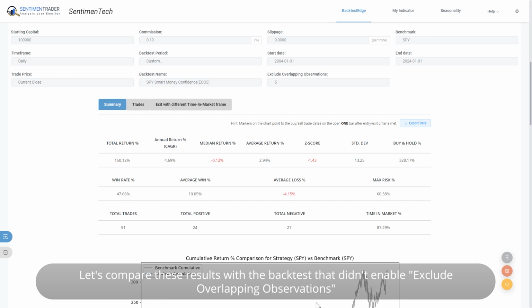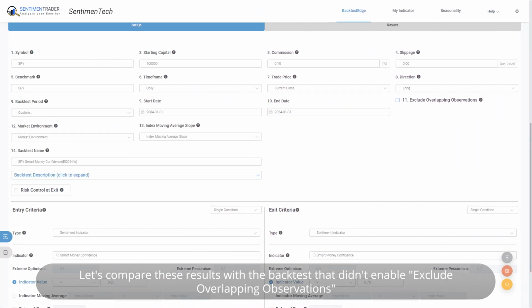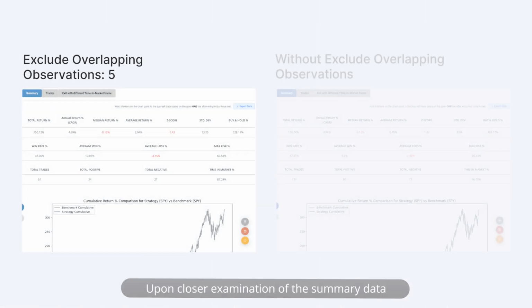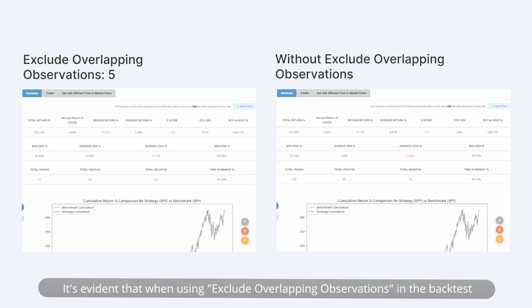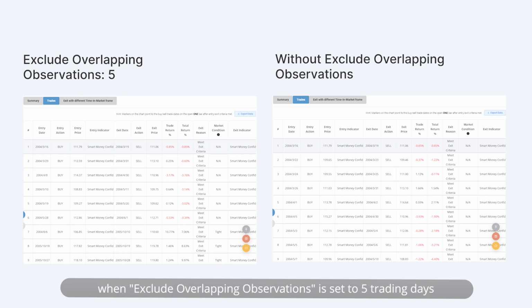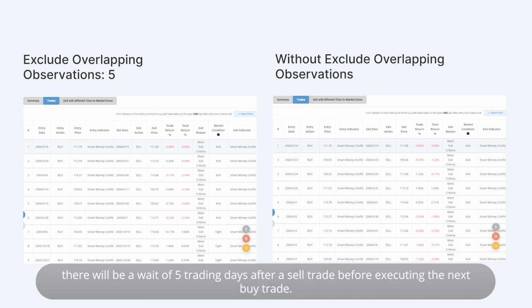Let's compare these results with the backtest that didn't enable exclude overlapping observations. These two backtests have the same parameters. Upon closer examination of the summary data, it's evident that when using exclude overlapping observations in the backtest, there are fewer trading occurrences, and the data changes accordingly. Analyzing individual trades, when exclude overlapping observations is set to 5 trading days, there will be a wait of 5 trading days after a sell trade before executing the next buy trade.